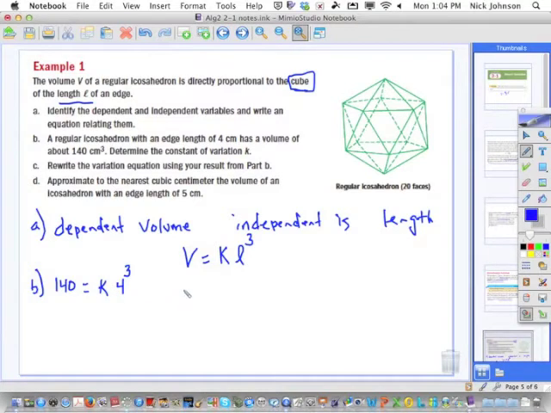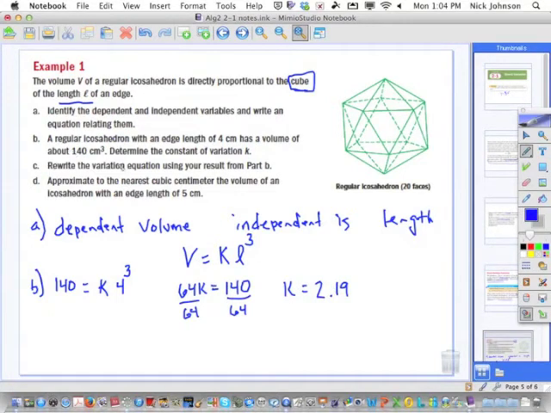Okay? So I'm going to rewrite this. 64k is equal to 140. And so we divide by 64. So k is going to equal 140 divided by 64, which is approximately 2.19. I guess you could have said 2.2, but I'm going to go out 2 decimal places. So 2.19 is my constant of variation.